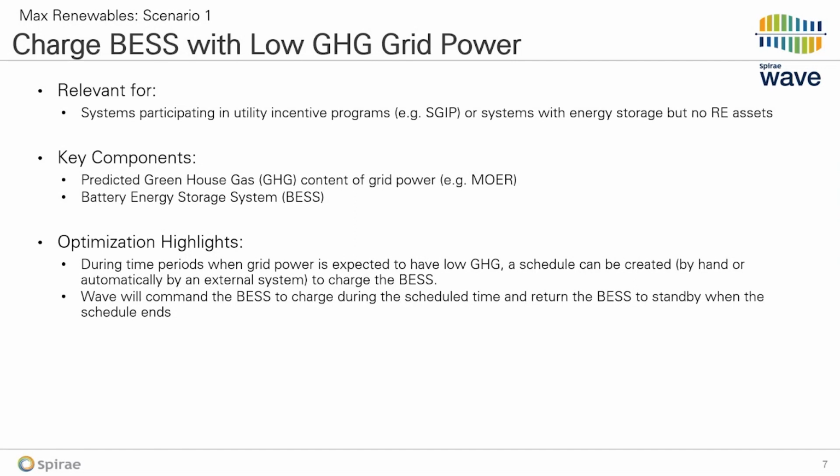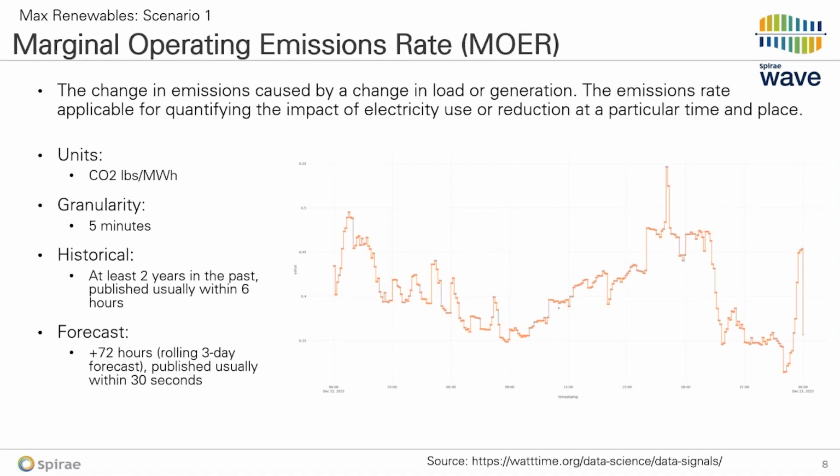So many utilities offer this type of information. There's also third parties. Here we can take a look at what that marginal operating emission rate information might look like. In this case, we're looking at WattTime, which provides information for many parts of North America. So kind of looking at what that carbon content is, in this case per megawatt hour. It can both be instantaneous or 5-minute intervals, but it also is often available as a forecast.